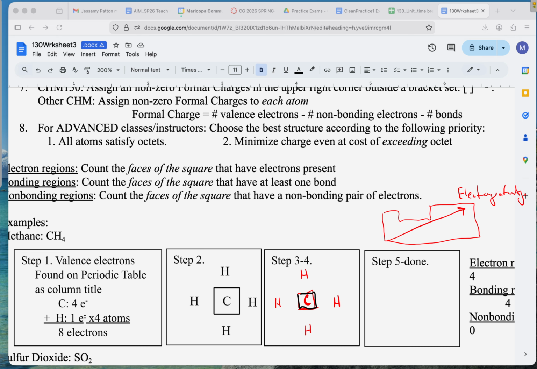What? But where do I start placing them? What was the rule? It was just up there. How could you possibly have forgotten? There it is. It's the most electronegative element. That's where you need to start placing your electrons. That's your focus.